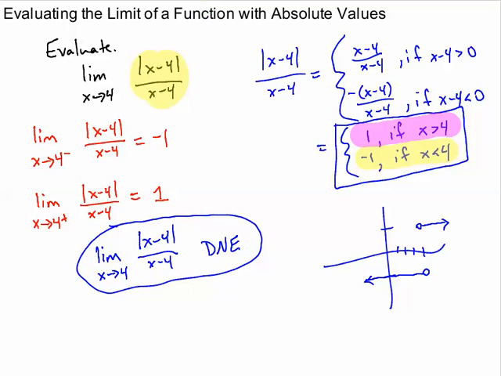You can see that as you look at your limit, approaching from both sides, the limit going this way is not the same as the limit going this way. So the two-sided limit does not exist for that reason.